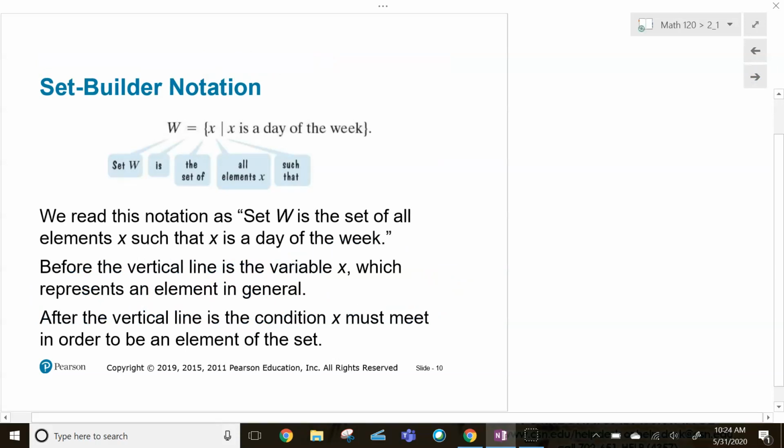Besides word description and the roster method, we also have set builder notation. You read this as: set W is the set of all x such that, where this vertical line means "such that", x is a day of the week.